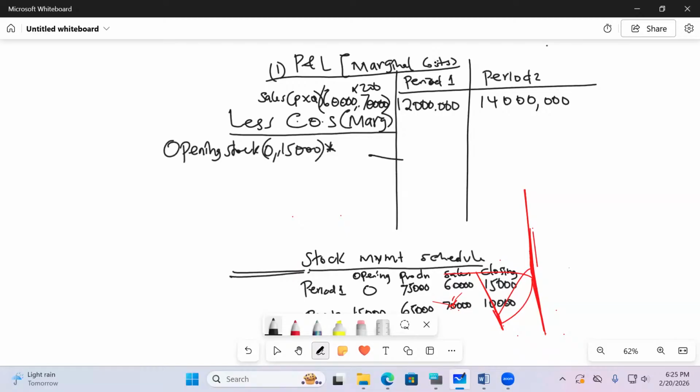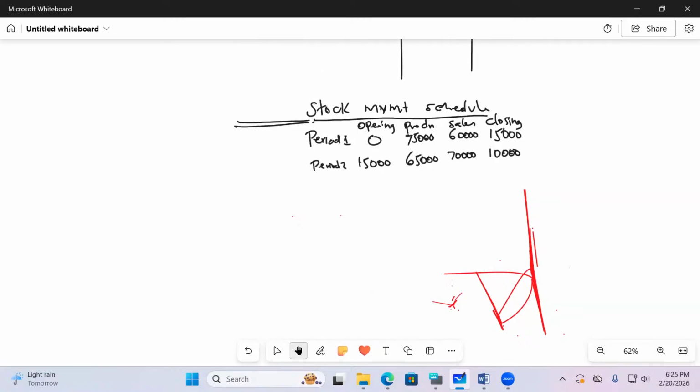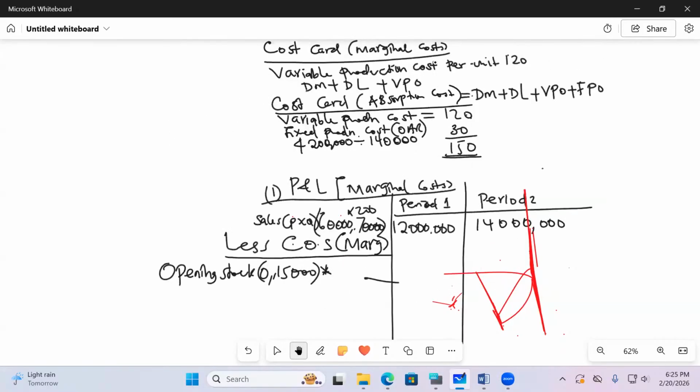So this one we had already obtained, ladies and gentlemen. If you remember, we had done our cost cards. In the marginal cost card, we had the variable production cost per unit, which is our marginal production cost per unit of 120. And then we have the absorption cost per unit, which is 150. And these are the unit costs which we shall be using to value our inventories.